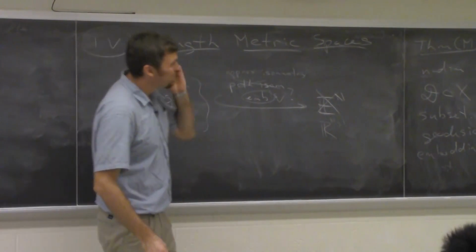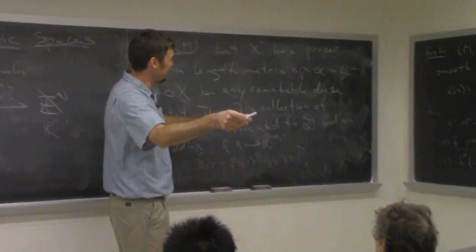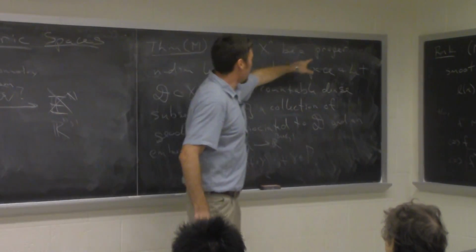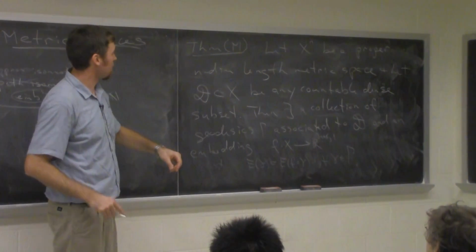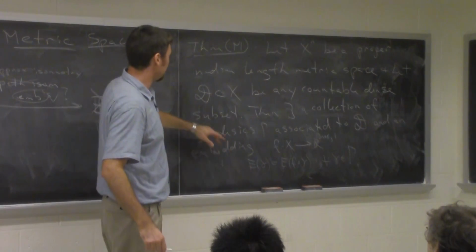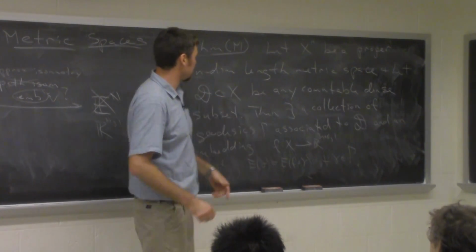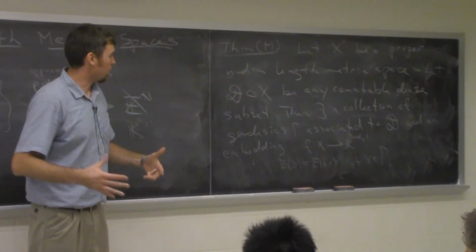All right, so maybe go through here real quick. That's the main question, right? Proper just means closed bounded sets are compact. N-dimensional is topological dimension or covering dimension. Countable dense, good. What do I mean by collection of geodesics associated to D? Quantifiers are important here.